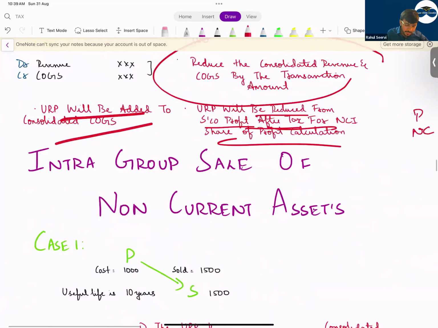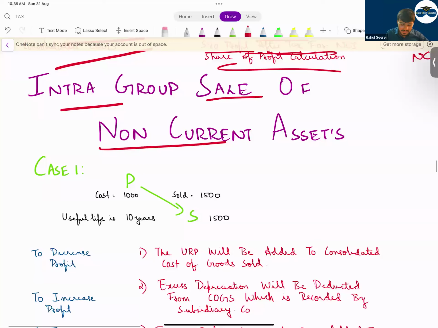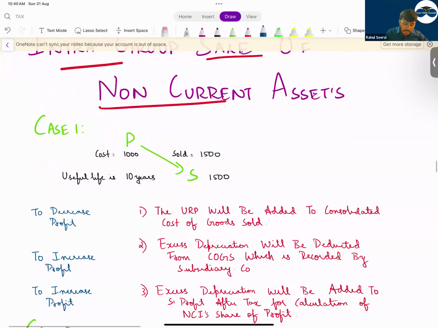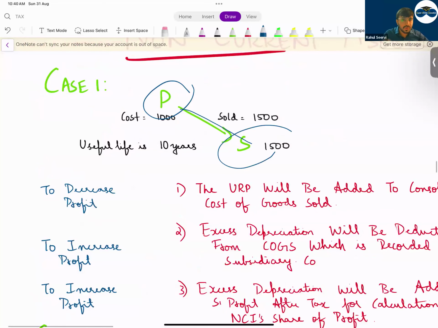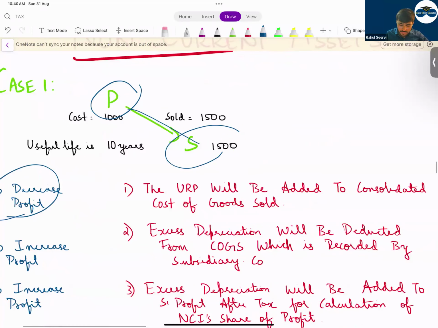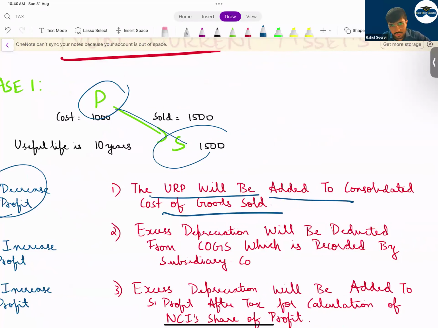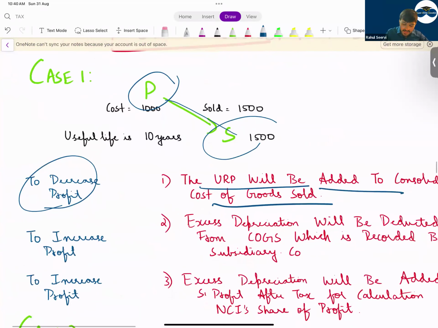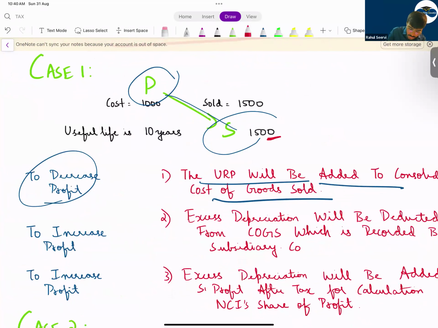Simple. Then coming to non-current assets, the sale of non-current assets. Same repeated point. Parent company selling to subsidiary company. Parent company recorded 500 rupees profit. So we decrease the profit. To decrease the profit, what do we do? We will increase the cost of goods sold. But sir, the next one. Can I say which company has recorded the profit here? Parent company. So it will only affect the parent part. The next one. Now, which company has recorded excess depreciation? Subsidiary company.